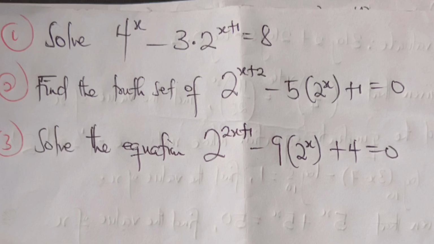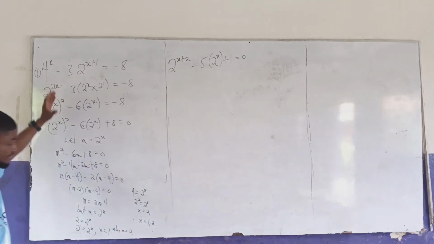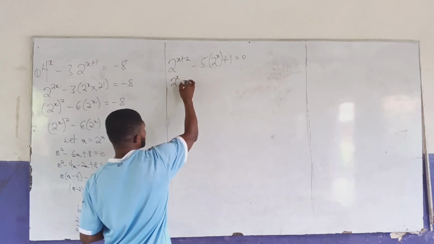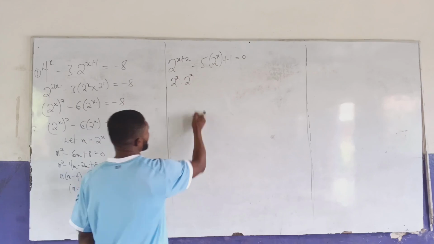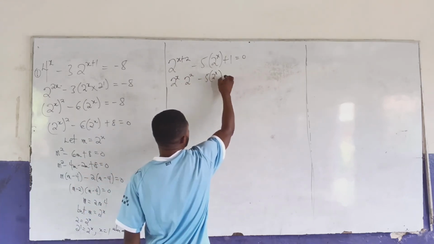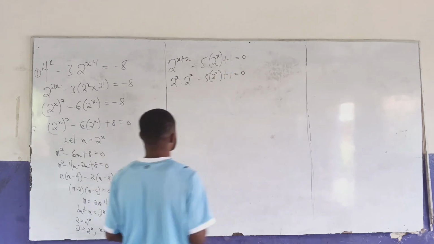Question 2 from the screen says we should find the truth set of 2 to the power x plus 2 minus 5 into bracket 2 to the power x plus 1, sorry, to the x plus 1, is equal to 0. Now, this also follows the same procedure. We tackle this 2 to the power x times 2 to the power 2 minus 5 to the power 2x plus 1 is equal to 0.